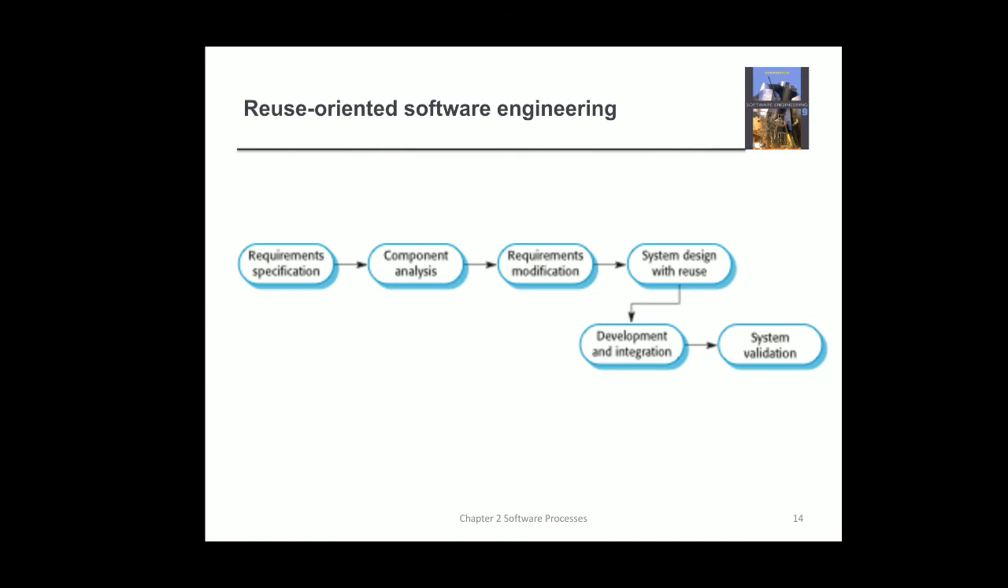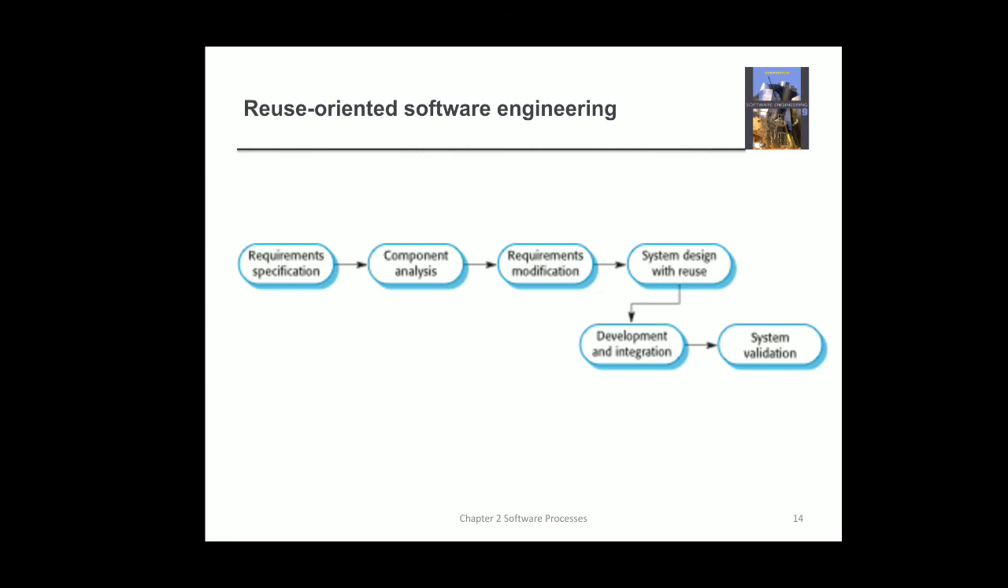The second one is requirements modification. During this stage, the requirements are analyzed using information about the components that have been discovered. They are then modified to reflect the available components. Where modifications are impossible, the component analysis activity may be re-entered to search for alternative solutions. So this is going to happen during the requirements modification phase.